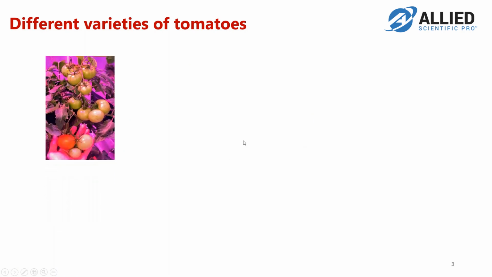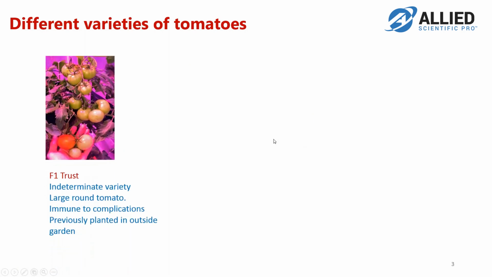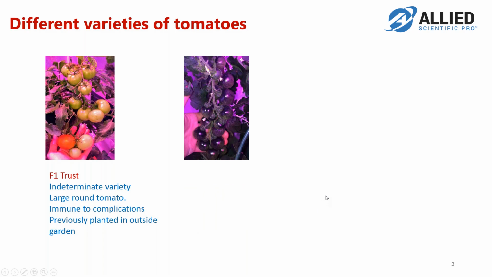The different varieties of tomatoes that we had: number 1 was F1 Trust, which is an indeterminate variety. By that we mean that it only grows in a single vine. It's a large round tomato, immune to complication and very resistant to pest and insect attack, and it had previously been planted in the outside garden.